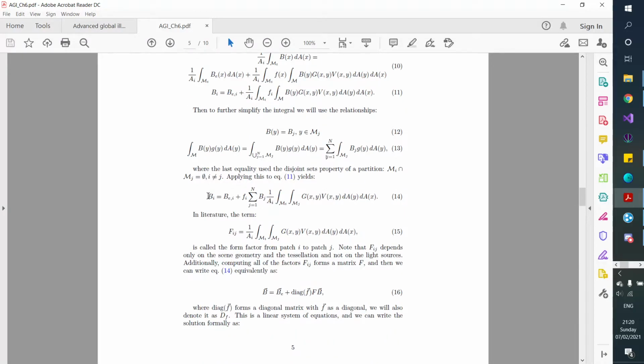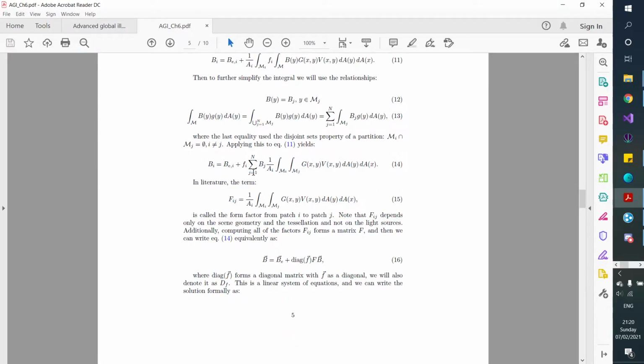So finally, you get an equation that looks like this, where you have a constant, and you know this. You don't know Bi, you don't know Bj. That's what you're looking for. These you know, but maybe you cannot compute the integral analytically. And Ai here is simply the area of the patch i.